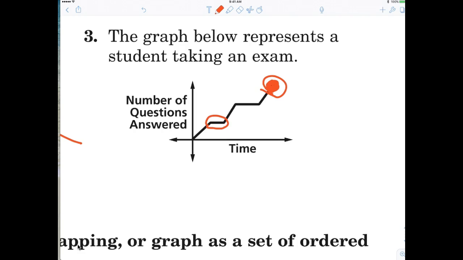But why could it stay the same when you're answering? You could be taking a break, or you could be talking about it or thinking about the question. You don't know exactly how to do the problem, so you had to think about it. All right? And of course, the same principle here.